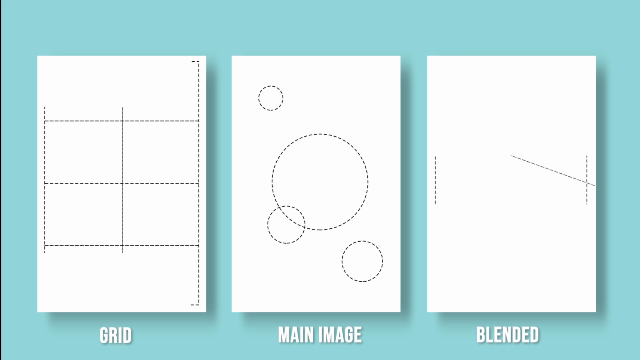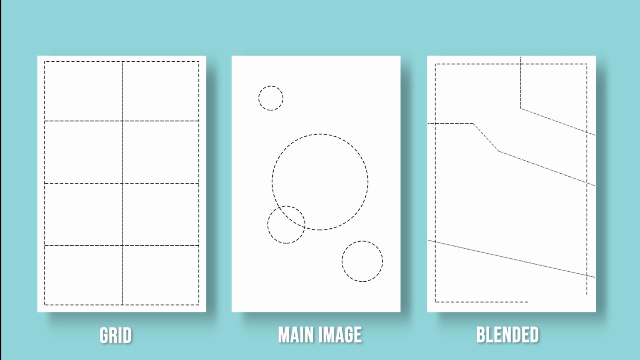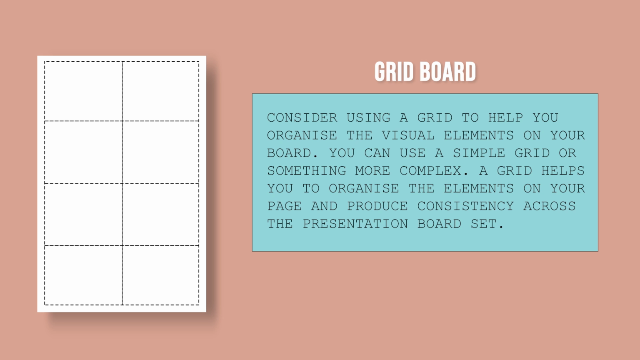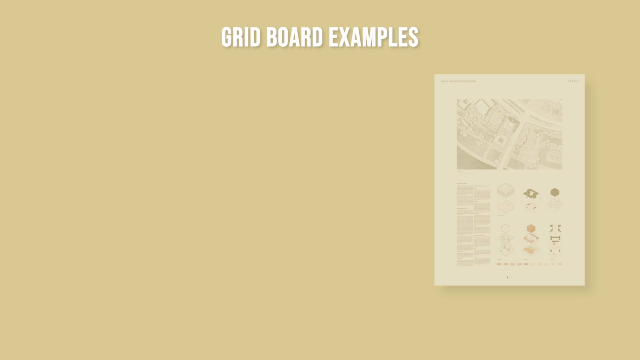There are mainly 3 types of layouts. I personally always go for a grid layout because it is so easy to make and easy to understand. Consider using a grid to help you organize the visual elements on your board. You can use a simple grid or something more complex. A grid just helps you organize the elements on your page, and it produces consistency across the presentation board set.